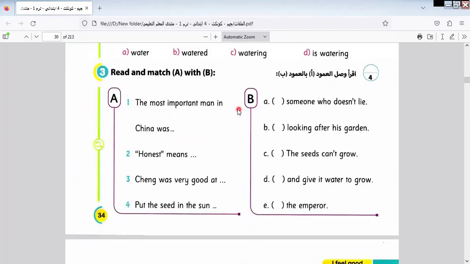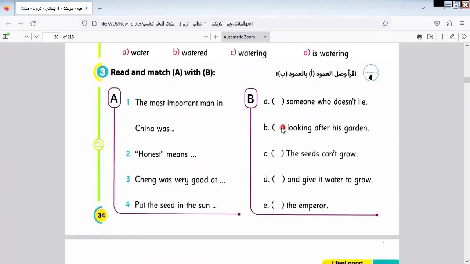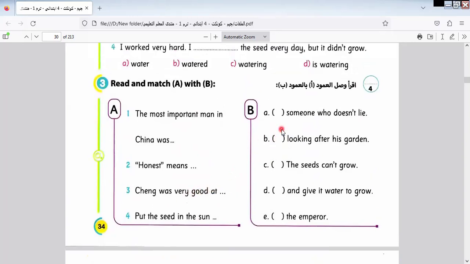The most important man in China was what? Was the emperor. So it will be number one by this one. Honest means someone who can't lie, so I select this one by this one. Cheng was very good at what? At looking after his garden. This one, number three by B.